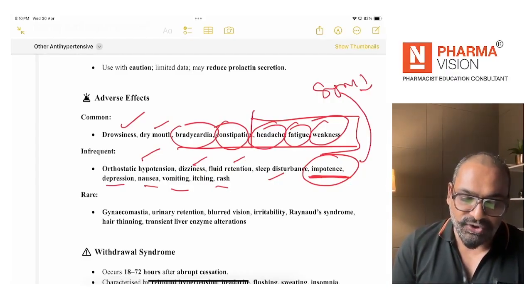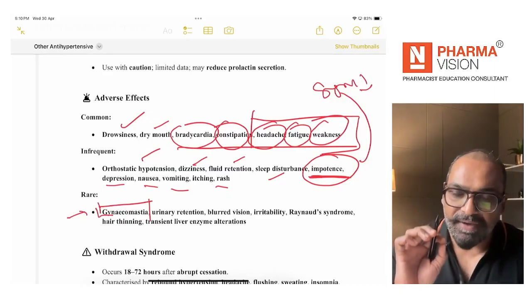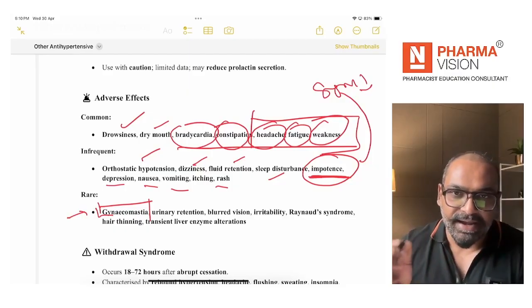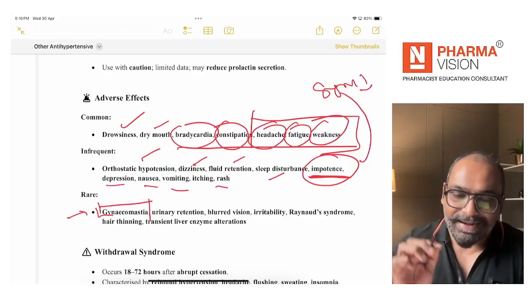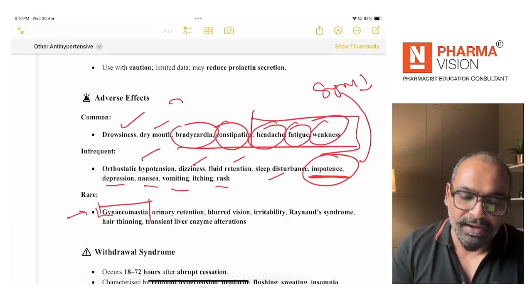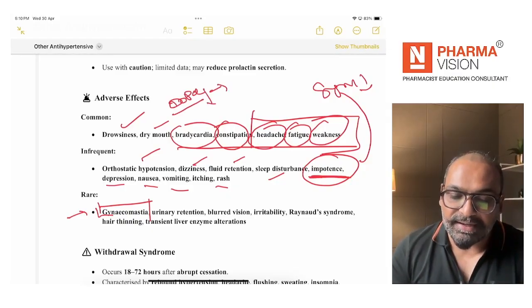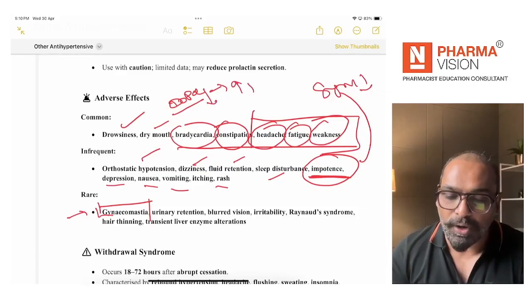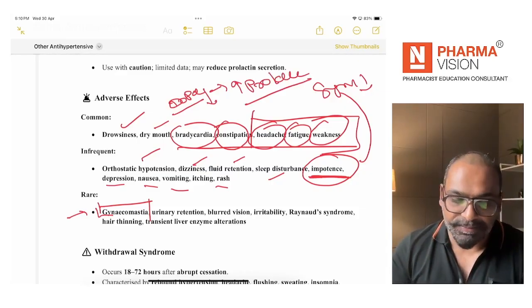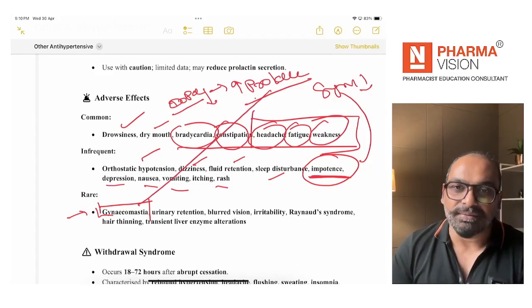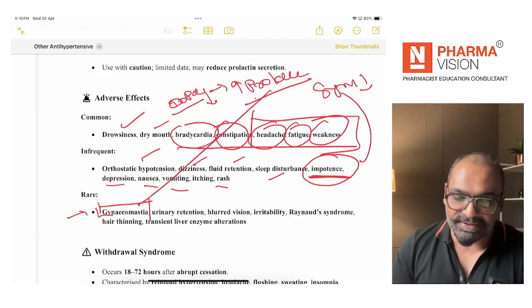Now, gynecomastia. When we are thinking about gynecomastia, what could be the possible reason? Okay, when clonidine is taken by the patients, that can change the dopaminergic responses, and due to that decrease the dopamine, that increases the prolactin. This increased prolactin can cause gynecomastia. That could be one reason.